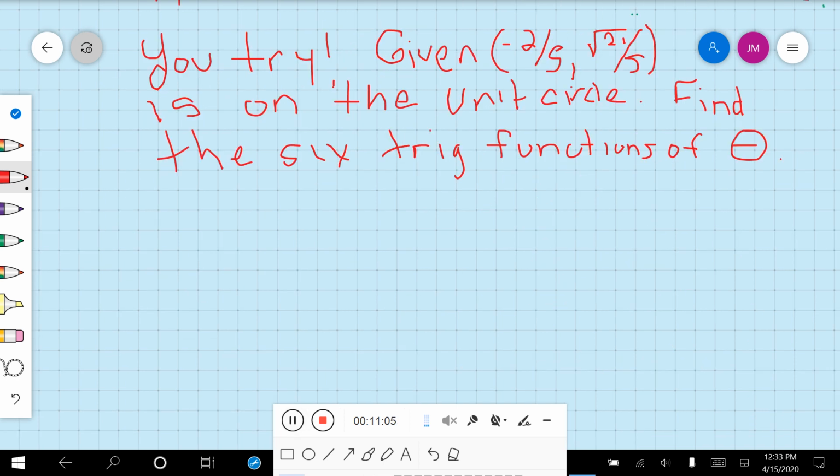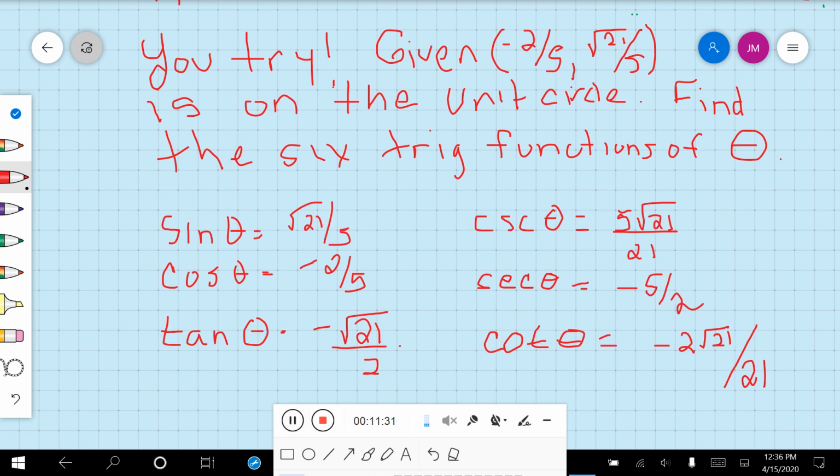Okay, so now here's a problem for you to try. Given negative 2/5, root 21 over 5 is on the unit circle, find the 6 trig functions of theta. So what I'd like you to do right now is pause the video, and when you have your answer, you can restart the video and I will give you the answer. So pause your video now.